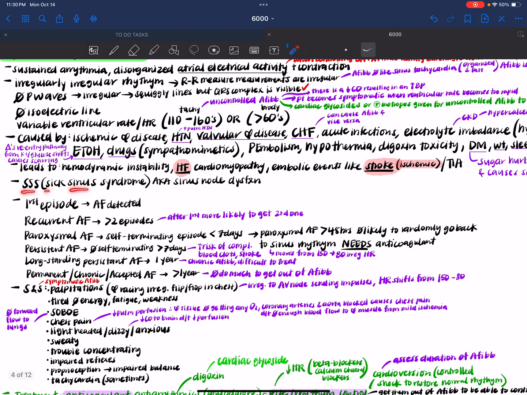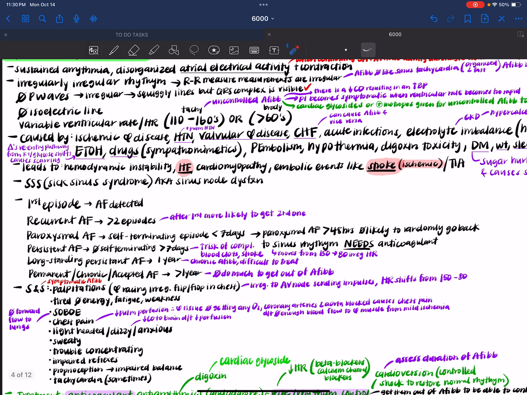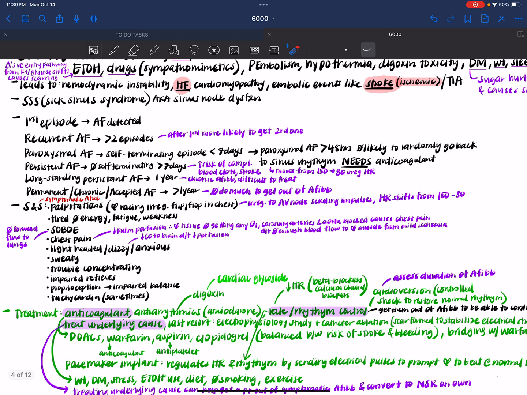You get sick sinus syndrome, aka sinus node dysfunction. So sinus node dysfunction, aka sick sinus syndrome, which is a P wave problem, which is an atrial problem. Your first episode is when the AFib is detected. Recurrent AFib is more than 2 episodes.